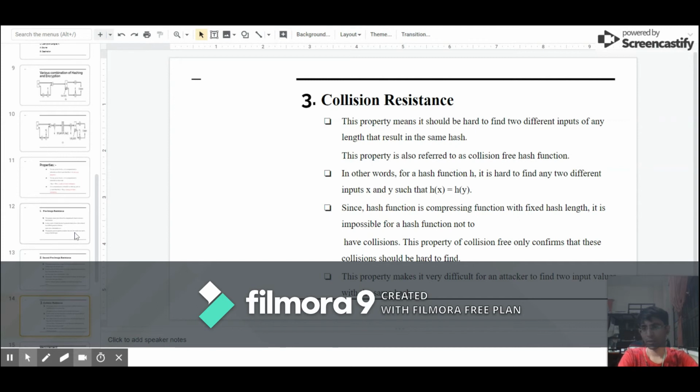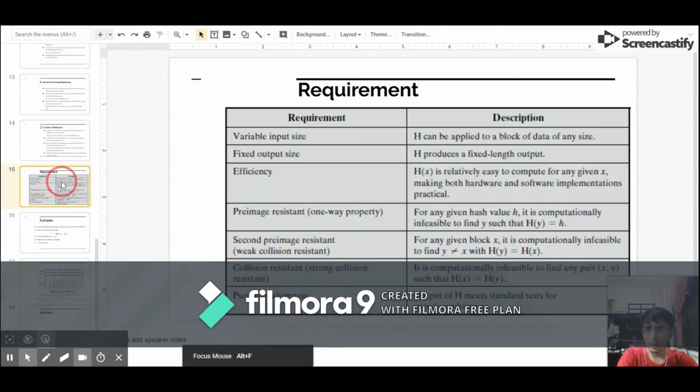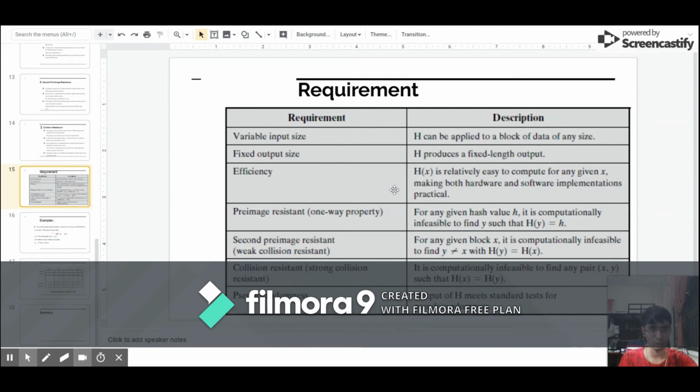So now we have studied all three properties of the hash function. If a hash function satisfies these three properties, then we can use this hash function in an algorithm. Now we will talk about the requirements, starting with variable input size. A hash function should have a variable input size. Means the input size should be variable and the output size should be fixed, and the efficiency of the hash function should be very good.